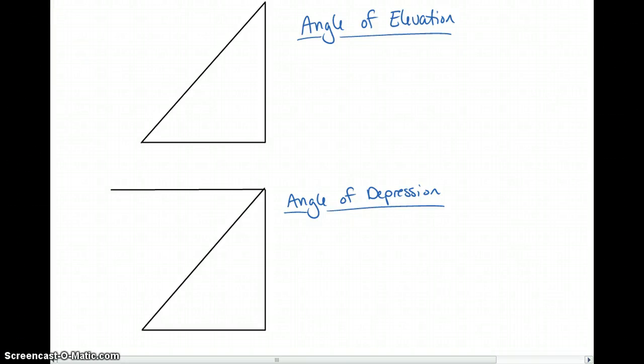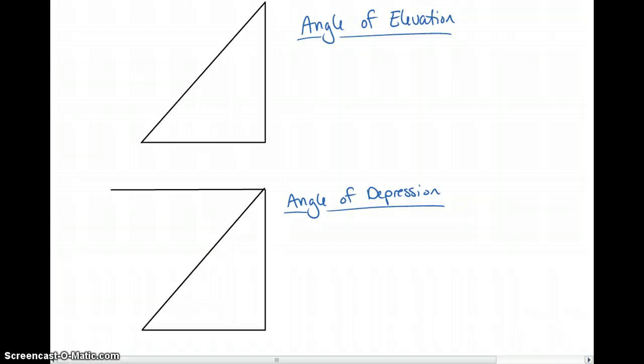I just wanted to have a little discussion about these two things called angle of elevation and angle of depression. These are two phrases that I'm going to see in story problems that involve using trig functions to find hidden measurements. The important thing to remember about all of these story problems you're going to be dealing with on the performances tomorrow is that every situation can be turned into a right triangle.